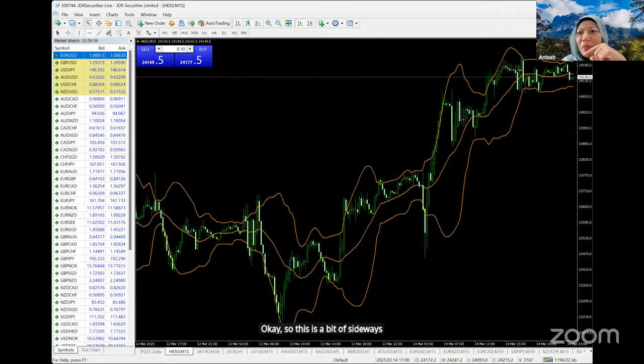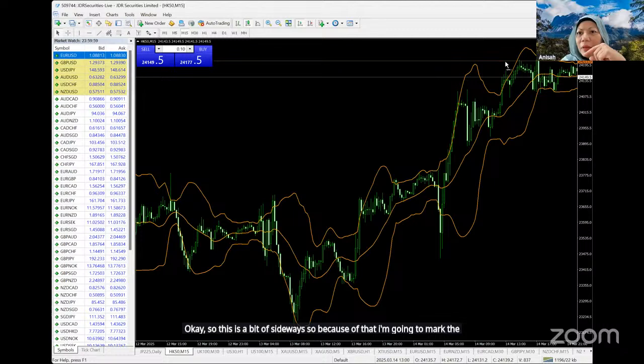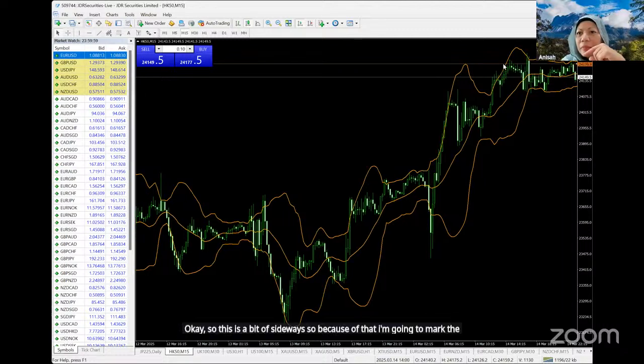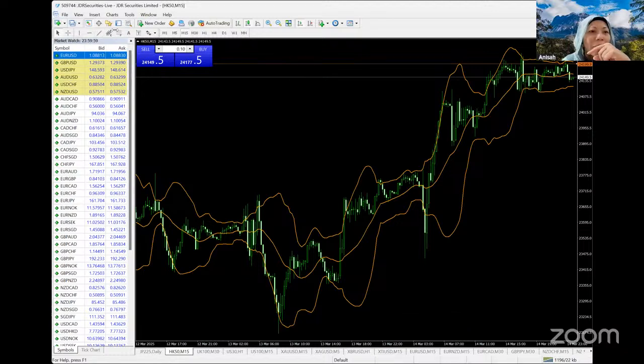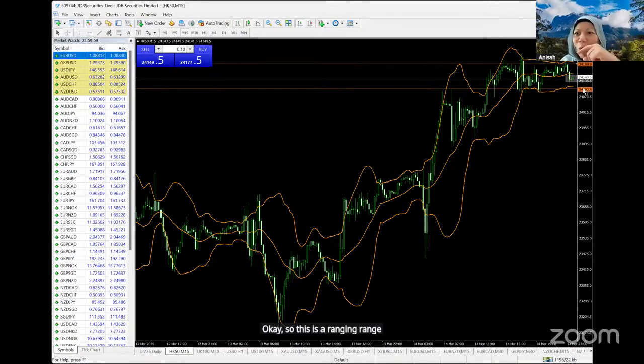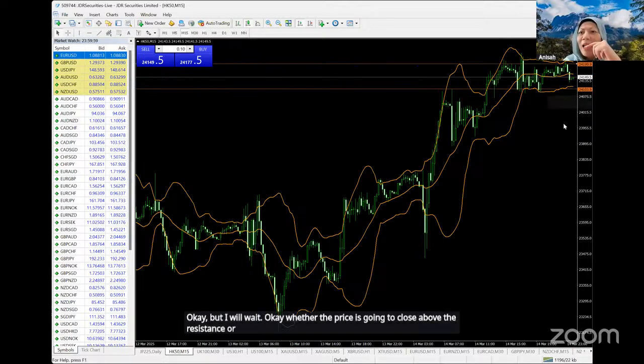So because of that, I'm going to mark the upper band, the upper line, and the lower. So this is a ranging range between 24,199 and 24,103. I will not take any position at the moment. But I will wait whether the price is going to close above the resistance or below the support line of 24,103, because currently it's ranging.